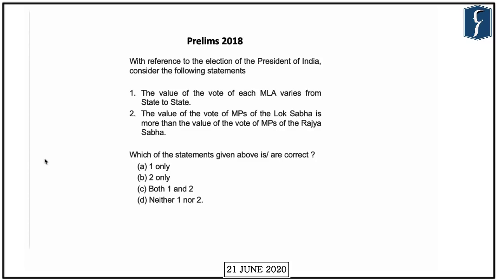Similarly, in the prelims examination 2018, a question was asked with reference to the election of the President of India. Consider the following statements. Statement 1: The value of the vote of each MLA varies from state to state, which is obviously correct. And the second statement is: the value of the vote of MPs of Lok Sabha is more than the value of the vote of MPs of Rajya Sabha, which is incorrect because every elected member of either house of parliament will have the same value of vote.